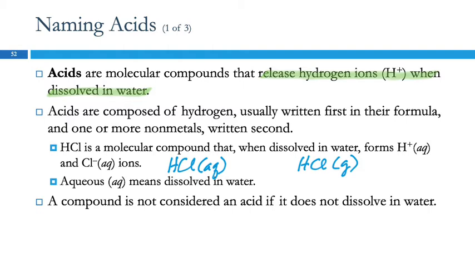So all the acids are going to start with H. So if it starts with an H, I want you to name it as an acid. Some of them, like HCl, can also be named as molecular compounds, but we're going to name them as acids. Okay? Any questions about that?